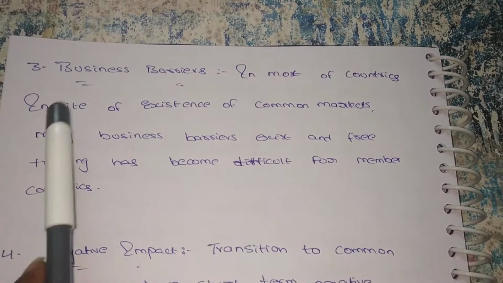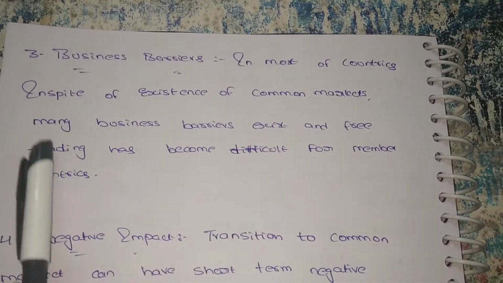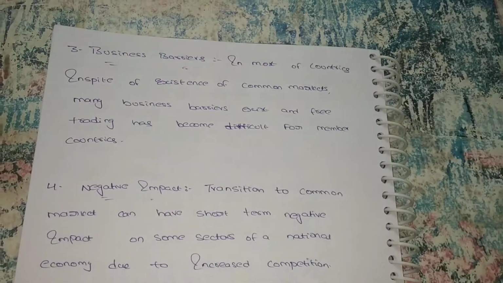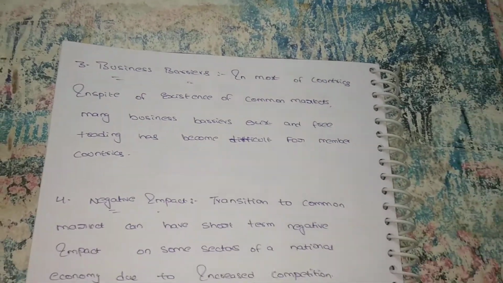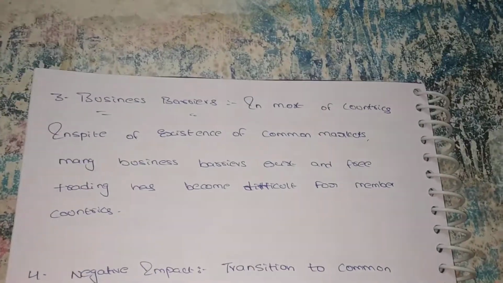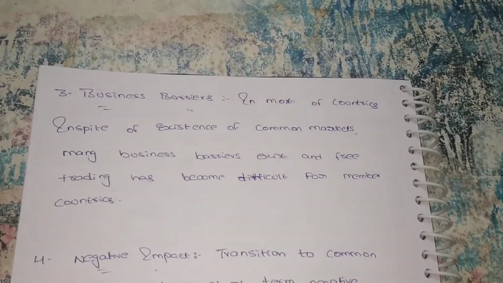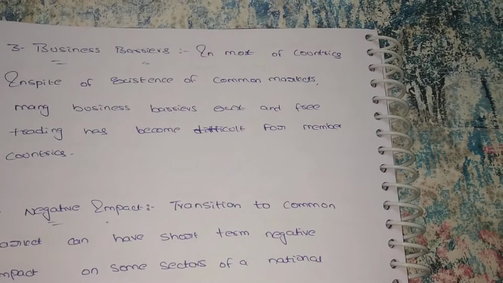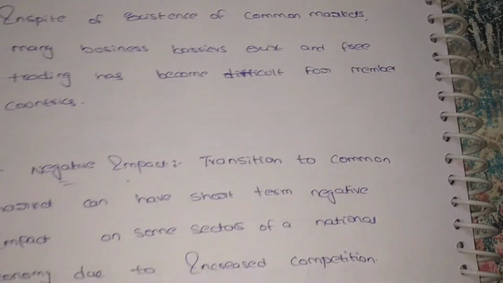In most countries, in spite of the existence of a common market, business barriers mean that if there is a dispute between two countries, the three other countries also may not transfer their goods and services. For that reason, the five countries have to suffer. We can say it is also one of the disadvantages.